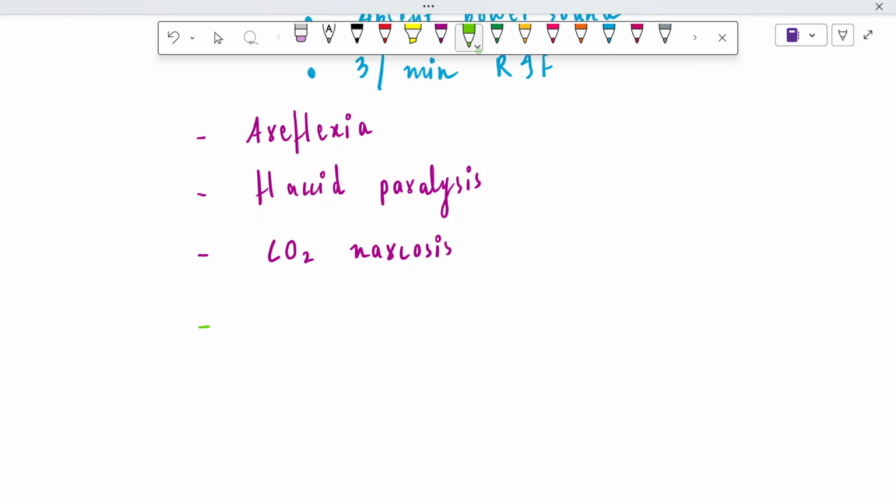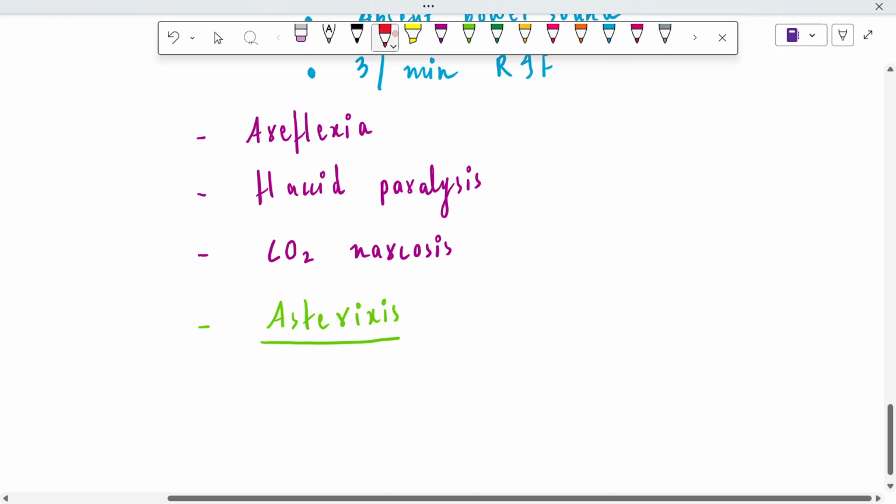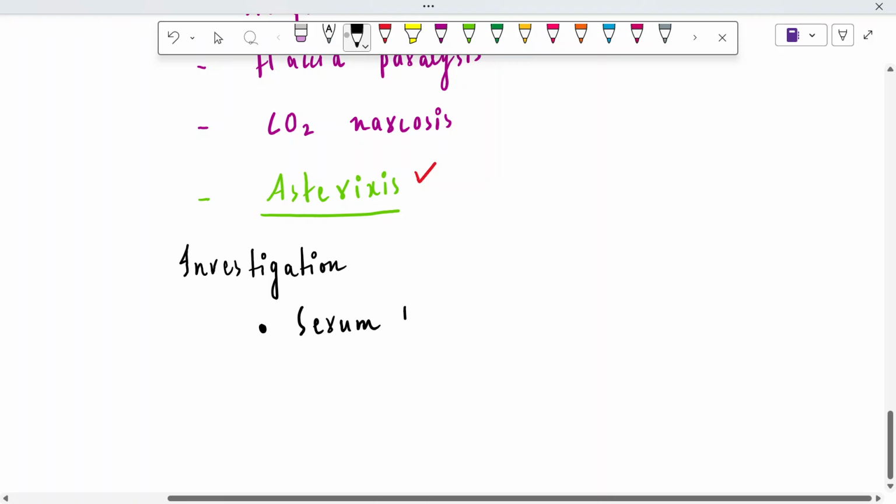Asterixis is known as flapping tremors in layman's language. It's a very important diagnostic criterion to understand whether hypokalemia is present in the patient or not. So what are the investigations that we can put forward in case of hypokalemia? First of all, very logically, we should check the serum potassium. Serum potassium must be considered.